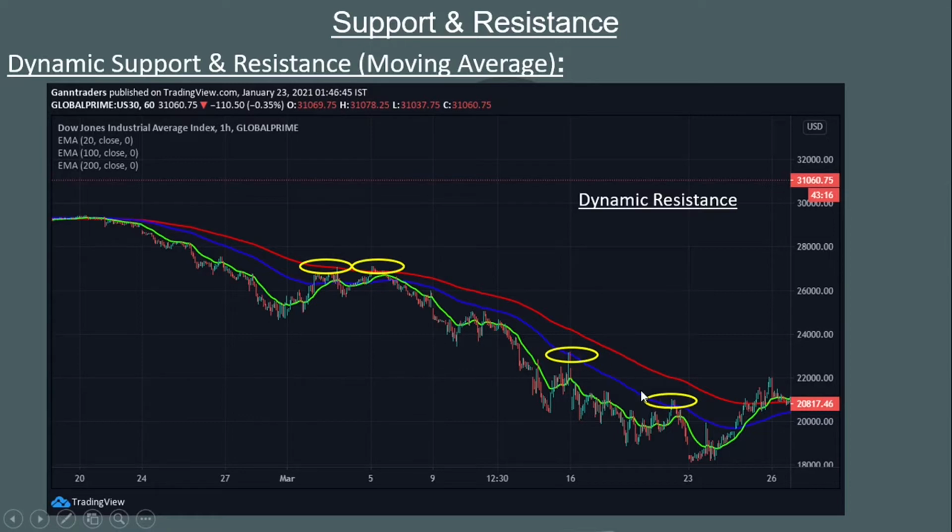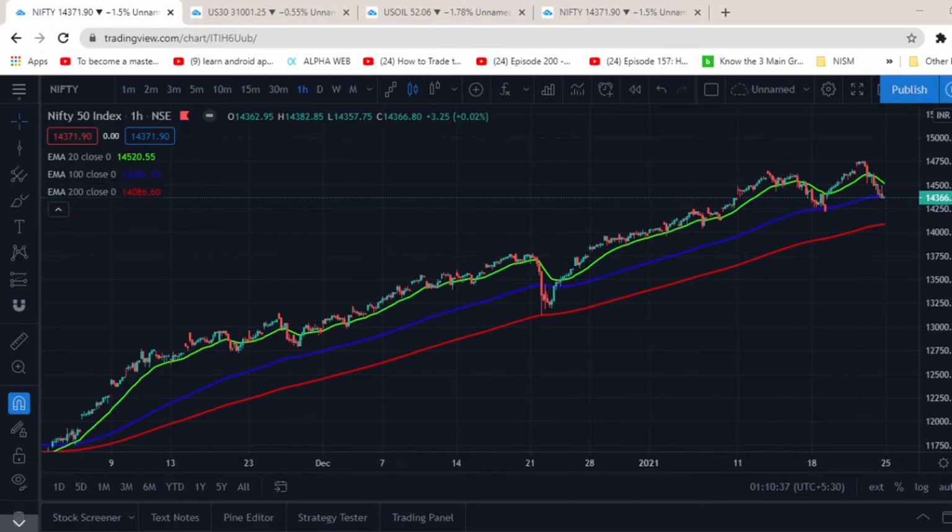So how do we enter the trade? We will go through the chart and I will explain how to enter the trade. Let's look at the example. This is the Nifty 50 hourly chart we just saw before. How do we enter the trade?